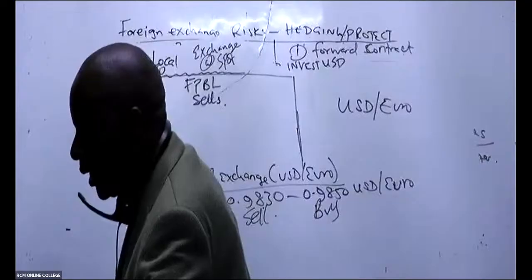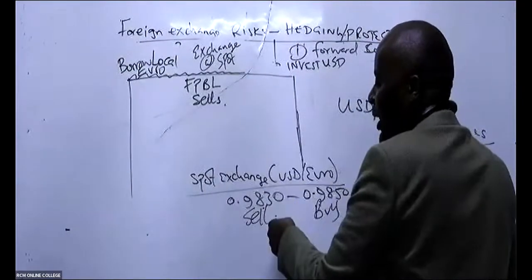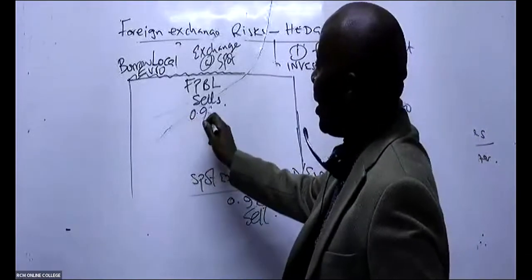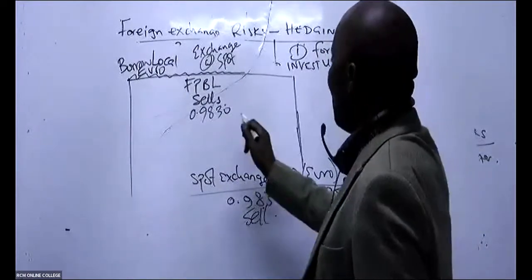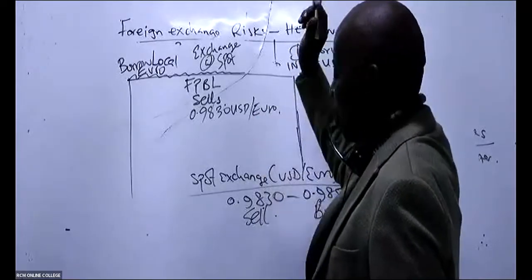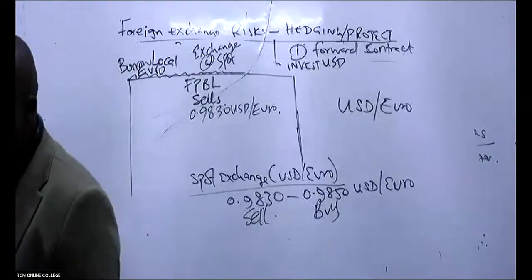And you've told me this is the spot rate, and what is the bank doing? The bank is selling. So I'll only pick the selling rate. So we have here 0.9830 US dollar per euro. So that is step number one, because you've told me that the bank is selling.